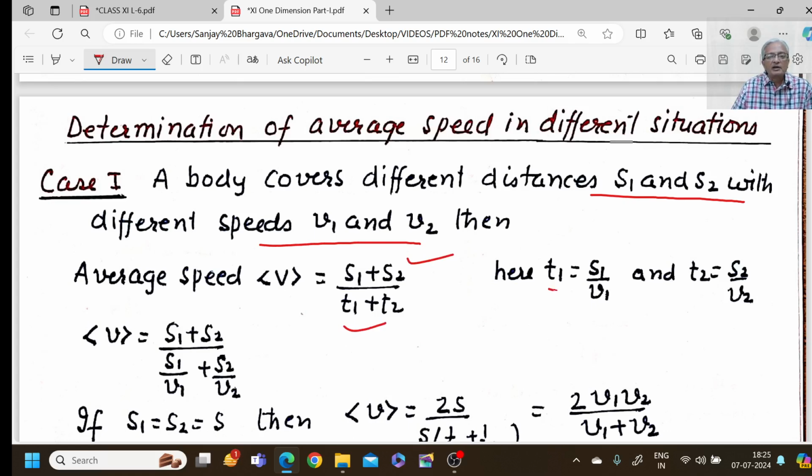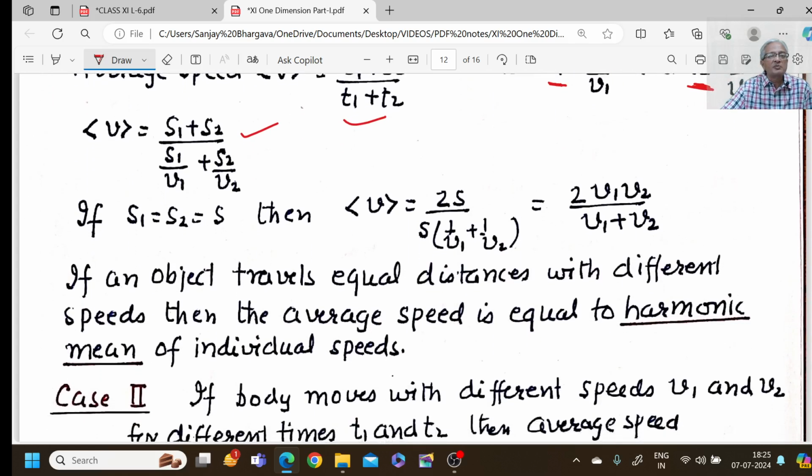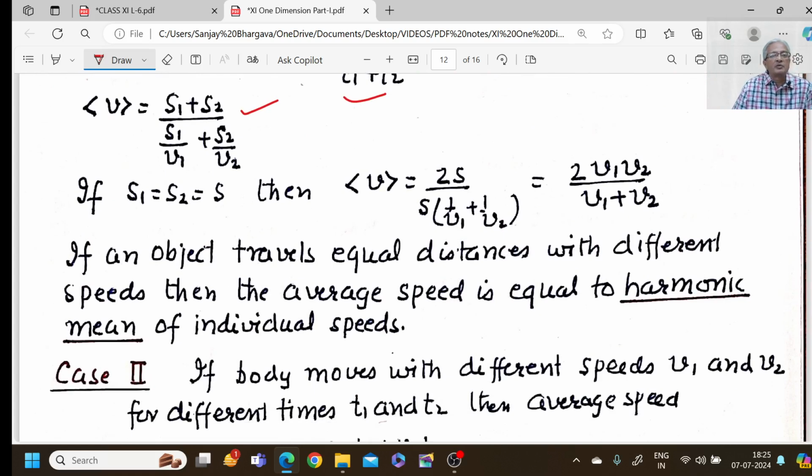In the time t1, we can calculate it would be s1 upon v1. Similarly, time t2 would be s2 upon v2. Just substitute here. Then average velocity would be given by s1 plus s2 upon total time, that is s1 by v1 plus s2 by v2.